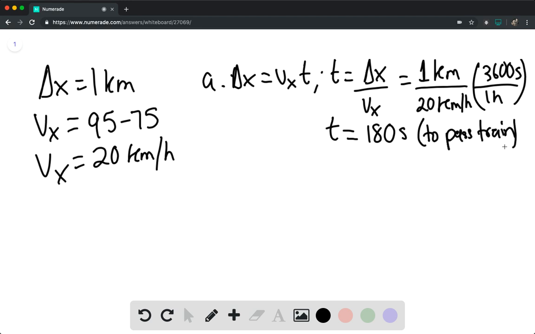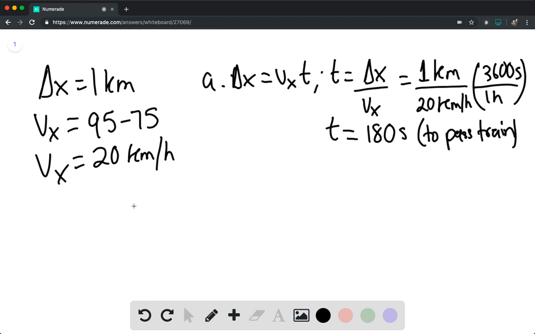Again, 20 kilometers per hour is the speed of the car relative to the train. 95 kilometers per hour is the speed of the train relative to the ground, and then 75 kilometers per hour is the speed of the car relative to the ground. So that would be the 180 seconds to pass the train.